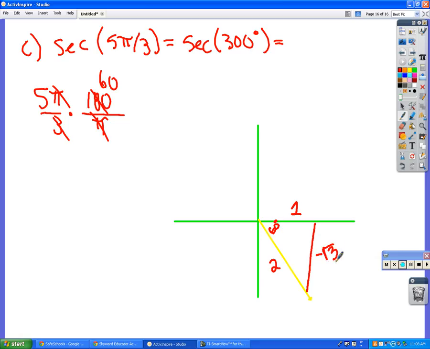So secant is the inverse of what? Cosine. So cosine is adjacent over hypotenuse, which in this case would be 1 over 2. Flip that over, and you get 2 over 1, or 2.